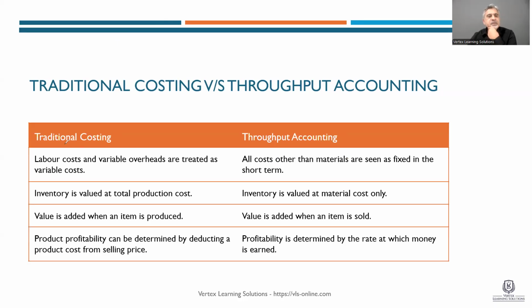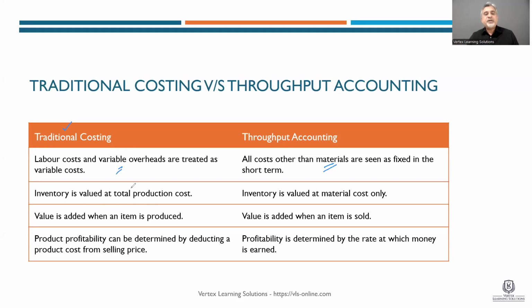You stay with me. So we say in traditional costing, labor cost and variable overheads are treated as variable cost. This is the first difference. In throughput accounting, we say only material is the variable cost. All other costs are fixed costs, including labor, including variable overheads. Whereas earlier in traditional costing, we said material, labor, and variable overhead, these three are the variable costs. Here we changed the scope.